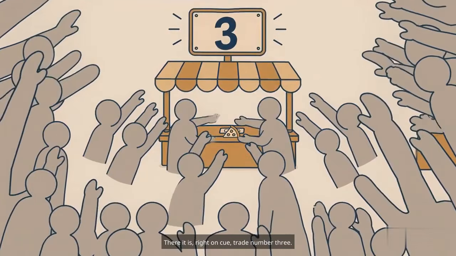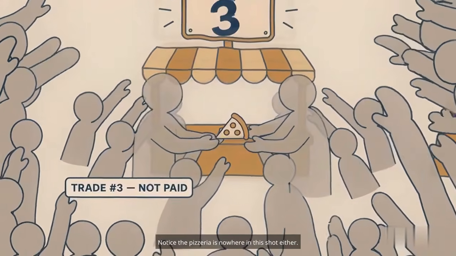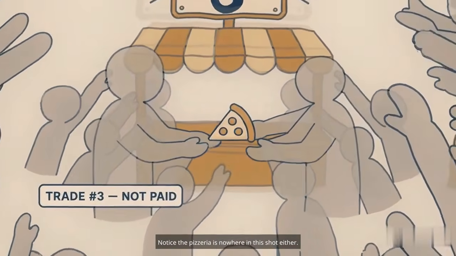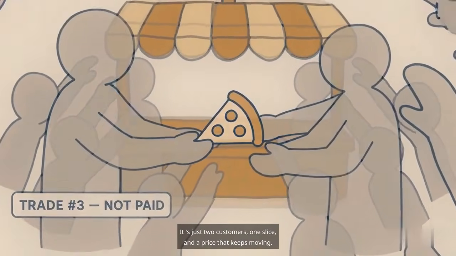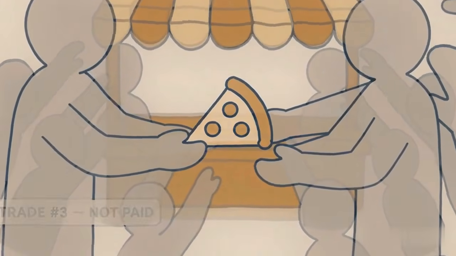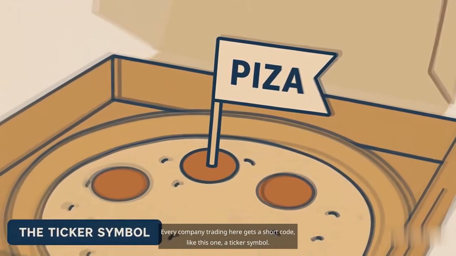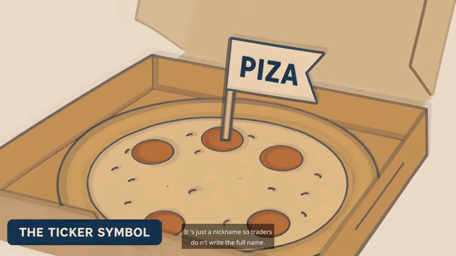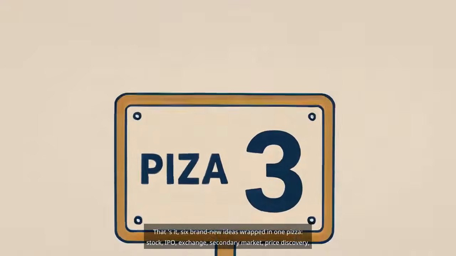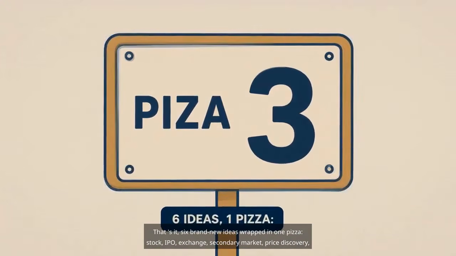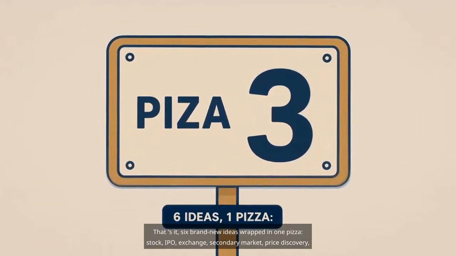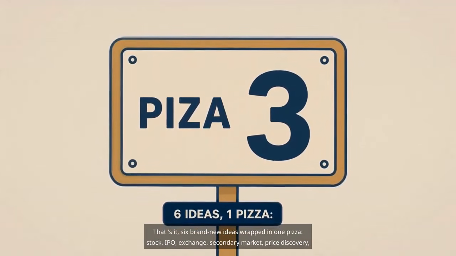There it is, right on cue. Trade number 3. Notice the pizzeria is nowhere in this shot either. It's just 2 customers, 1 slice, and a price that keeps moving. Every company trading here gets a short code, like this one, a ticker symbol. It's just a nickname, so traders don't write the full name. That's it. 6 brand new ideas wrapped in one pizza: stock, IPO, exchange, secondary market, price discovery, ticker.